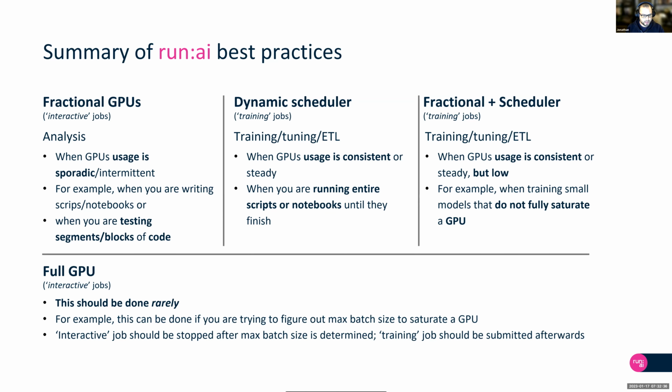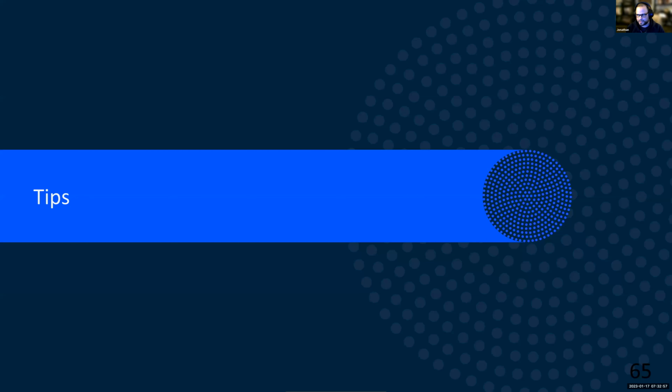Now, there is one particular use case where you would use a full GPU for an interactive job. It should be done rarely. But for example, if you're trying to figure out the max batch size to fully saturate a GPU, you'd go ahead and start an interactive job with a full GPU and figure out that batch size. But once you do that, you want to send that job to the scheduler and then delete that particular interactive job.